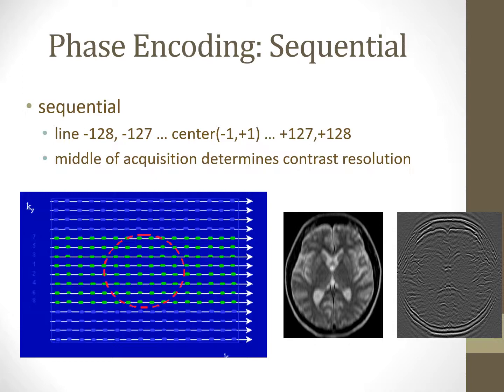In phase encoding with sequential filling, if we had 128 lines of K-space, we're going to basically scan line 128, 127, all the way to the center, and then we would scan the positive steps. So we're going to start with negative and scan to positive. The middle of the acquisition determines the contrast of that image.